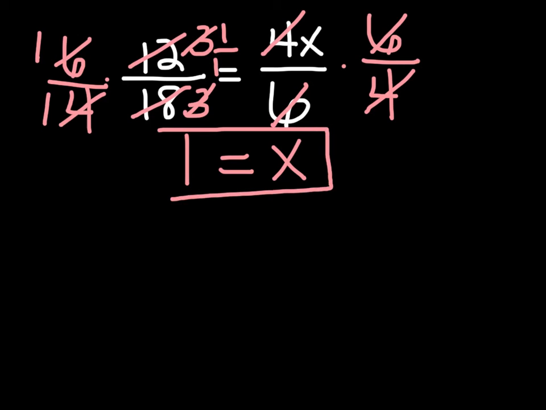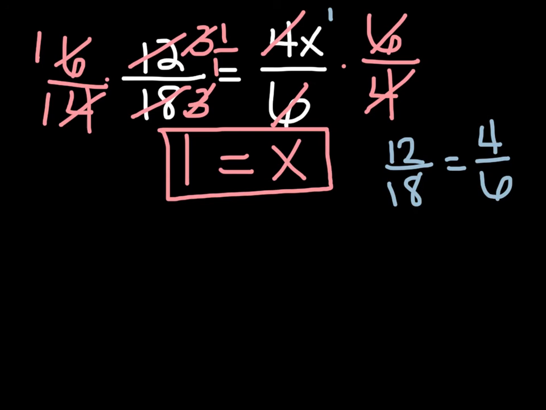If you plug this in, you will see that if you plug in 1 for x, 4 times 1 is just 4. So that would mean that 12 over 18 is equivalent to 4 over 6. And if you would simplify both of these or look for a common factor here, you can divide both of those by 3 and you end up with the same thing. So the two sides of that equation are equivalent.